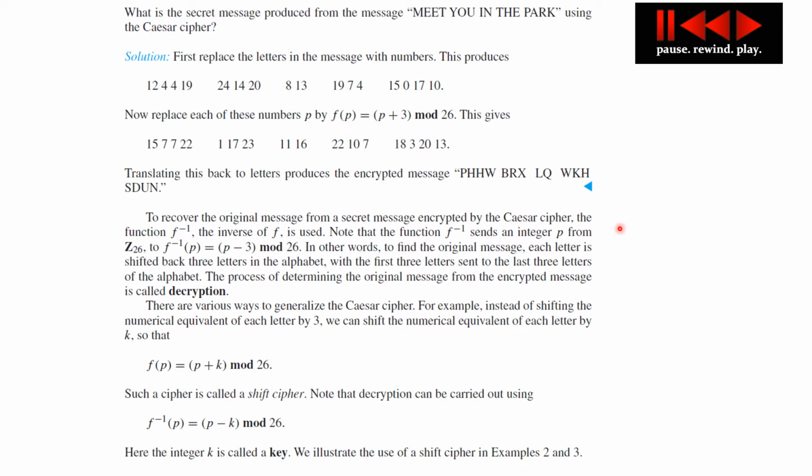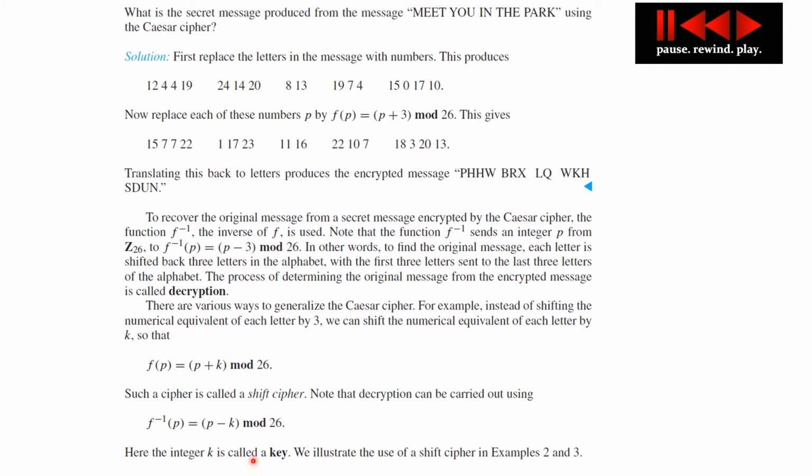So to recover the original message from the secret message, you just use the inverse, and the inverse is p minus 3 mod 26, and that's called decryption. And you could use a different shifting amount, this would be k, and this is the inverse. Such ciphers are called a shift cipher. And cipher is what you call the encrypted material, and so that is a shift cipher.